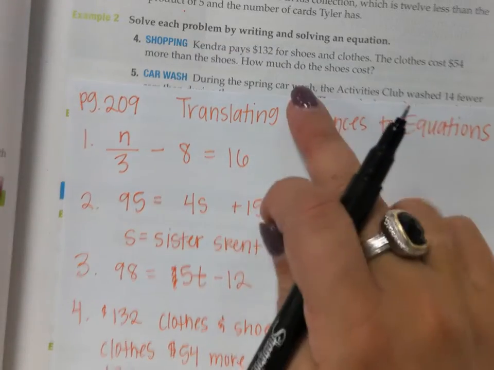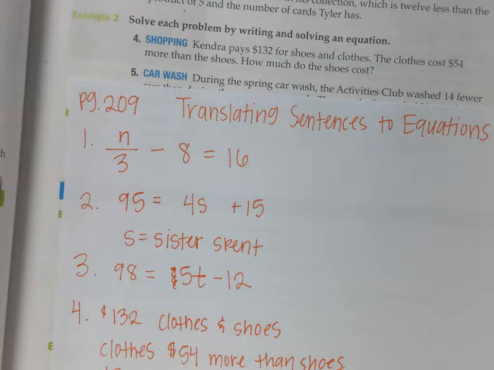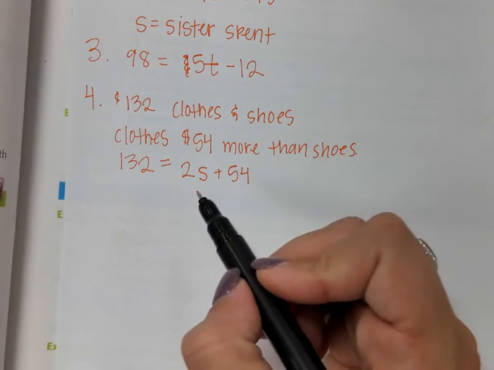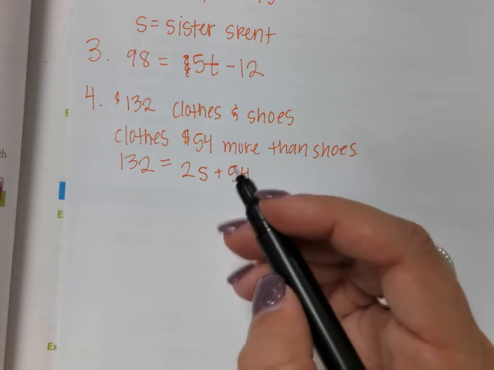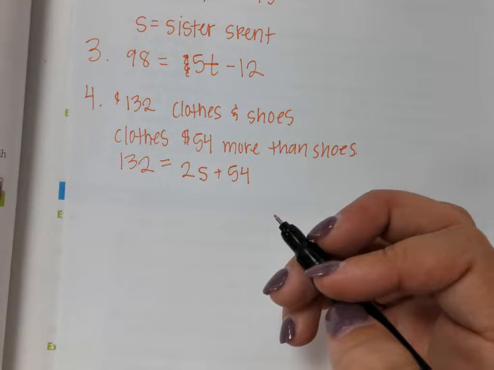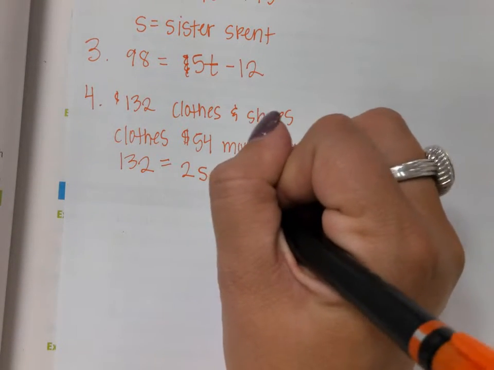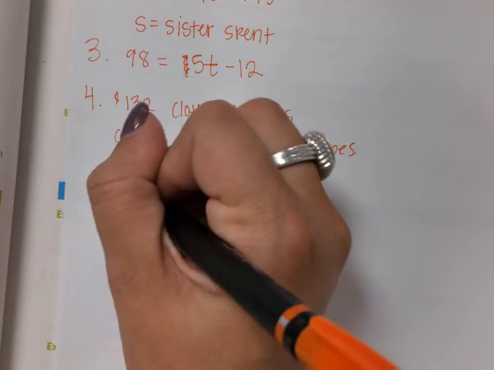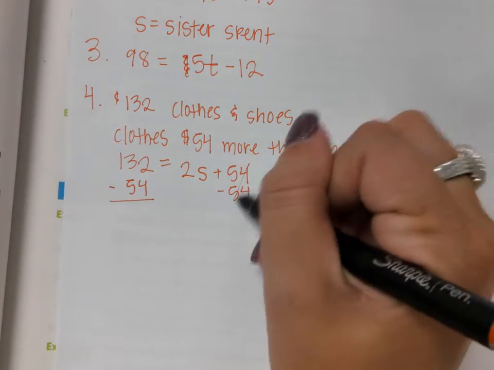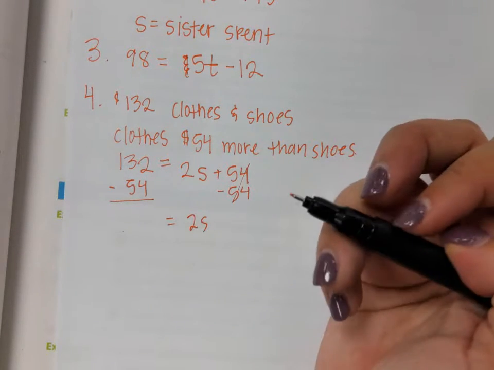But remember that they asked me how much the shoes cost. So I need to go back and solve for my variable to see how much the shoes cost. So if I want to solve for S here, how do I do that? I want to subtract 54 from both sides. And then these 54s cancel. And it leaves me with 2s, which is equal to what?